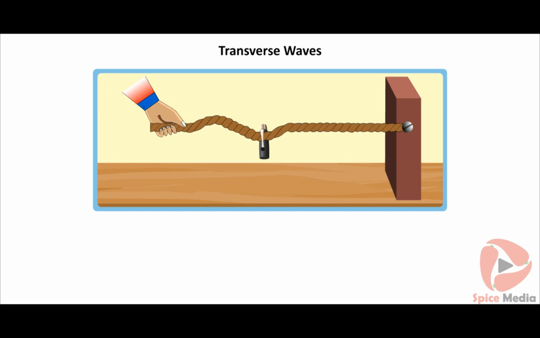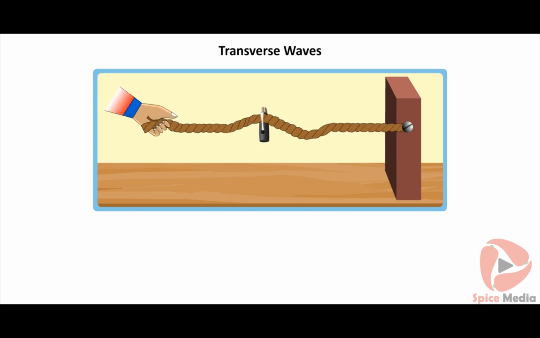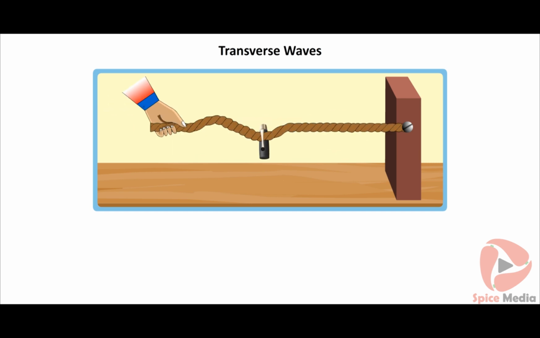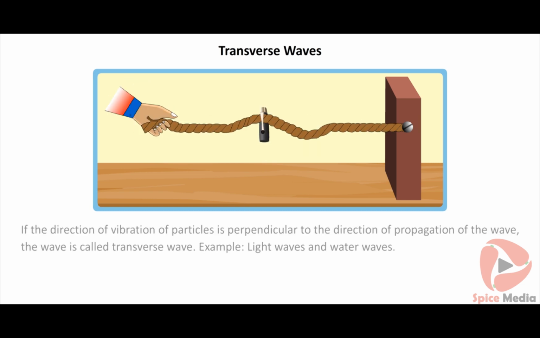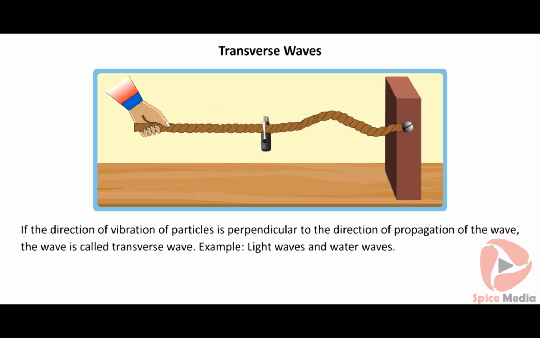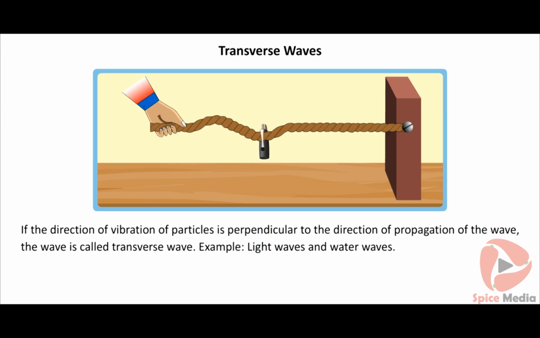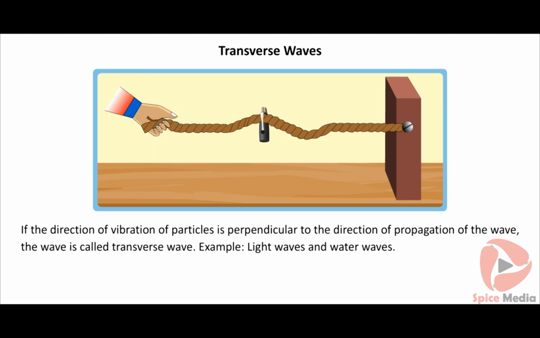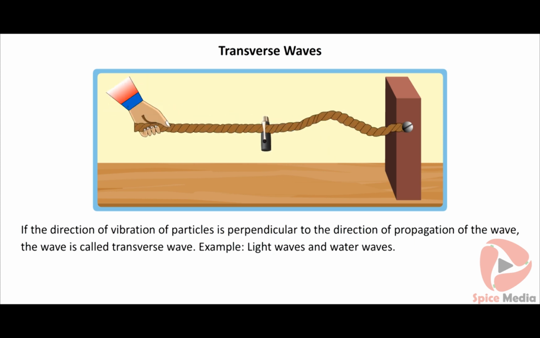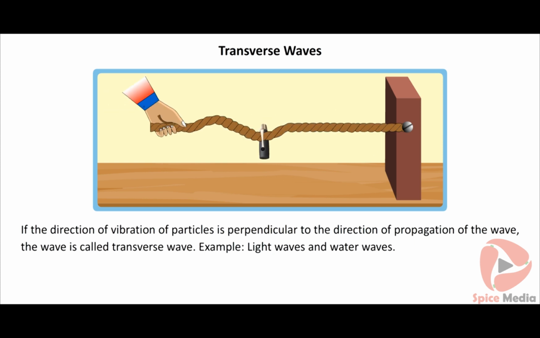The pen cap moves up, crest, and down, trough, and the wave moves forward. The particles, the pen cap, in the rope vibrate at right angles to the motion of the wave. These waves are called transverse waves. Light waves and water waves are examples of transverse waves. View the animation on transverse waves.